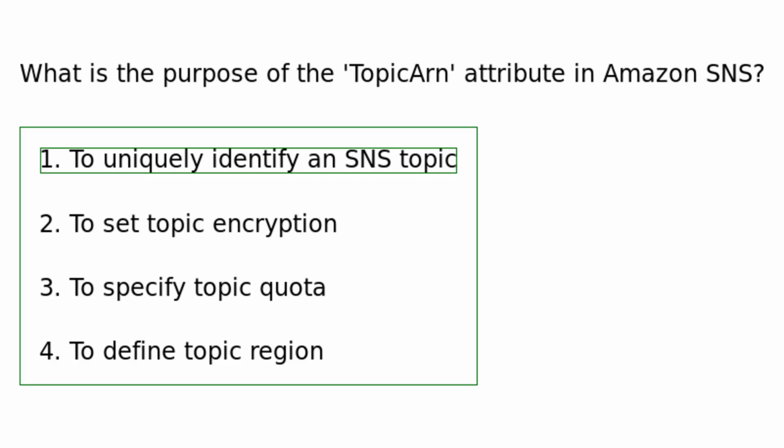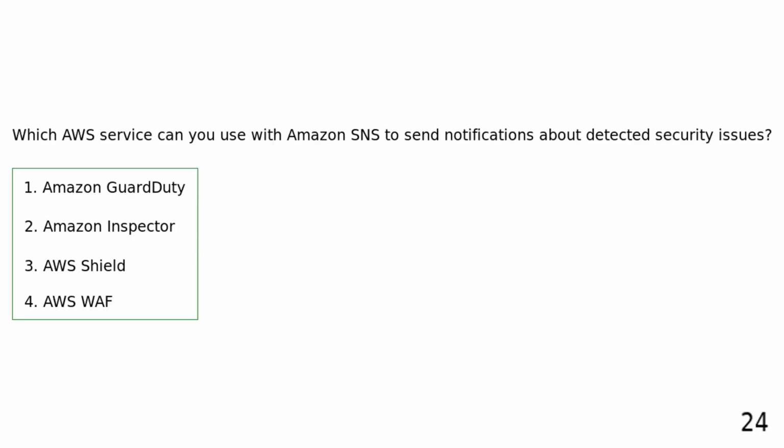Amazon Resource Name format. Which AWS service can you use with Amazon SNS to send notifications about detected security issues? Amazon GuardDuty, Amazon Inspector, AWS Shield, AWS WAF. Amazon GuardDuty can be configured to send notifications through Amazon SNS when it detects potential security issues in your AWS environment, enabling prompt threat response.